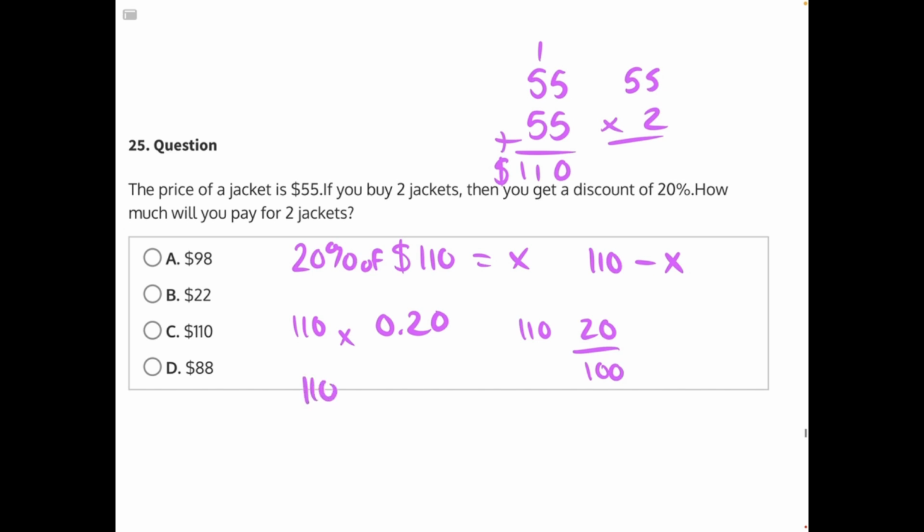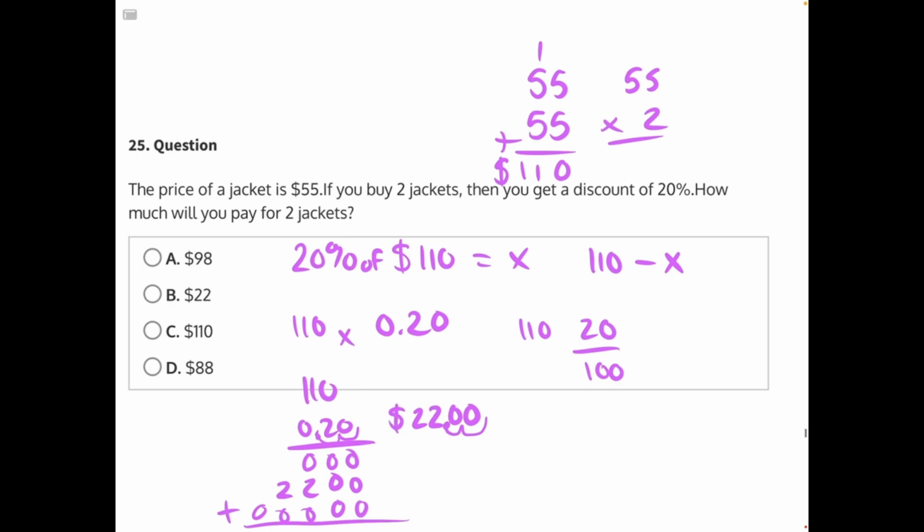110 times 0.20. 0 times everything up top will just give us 0 across the board. Bring down a placeholder. 2 times 0 is 0. 2 times 1 is 2. And 2 times 1 again is 2. Add another 2 placeholders, again 0 across the board, and we will be left with 2,200. Count up the places in your multiple, add those decimal places to your answer, and we are left with $22 as the amount of discount that we get taken off the original price.